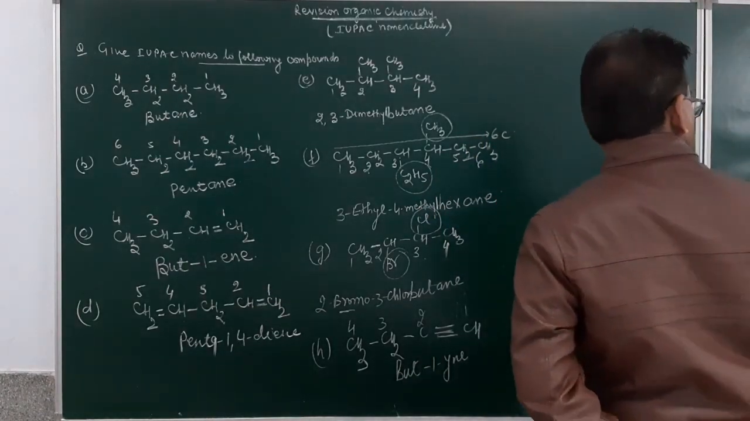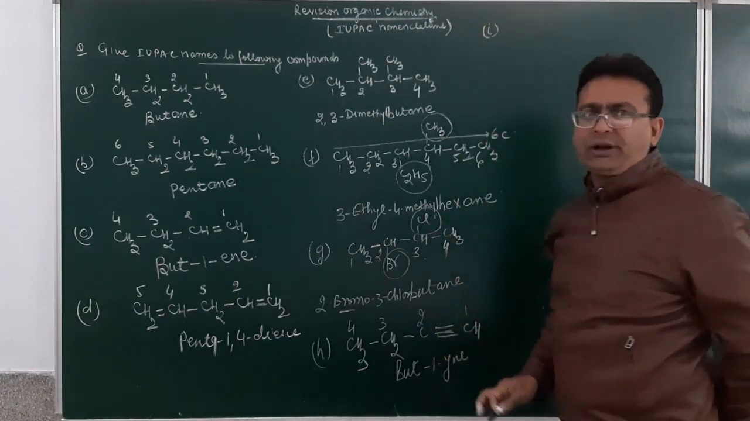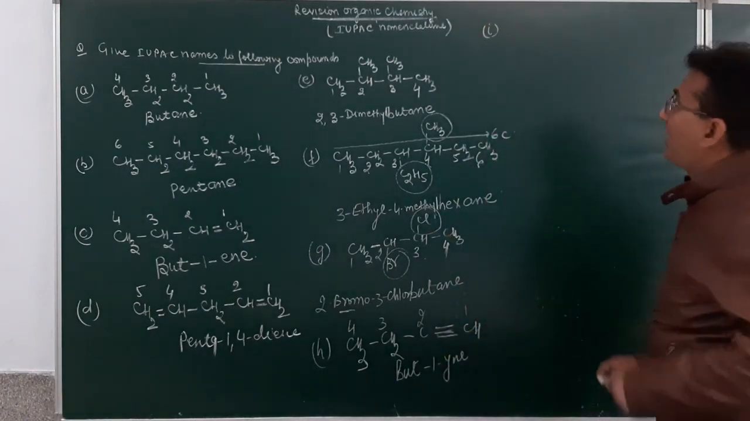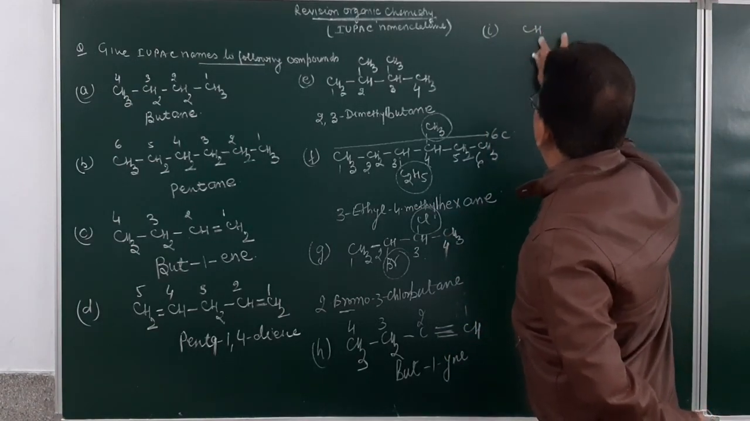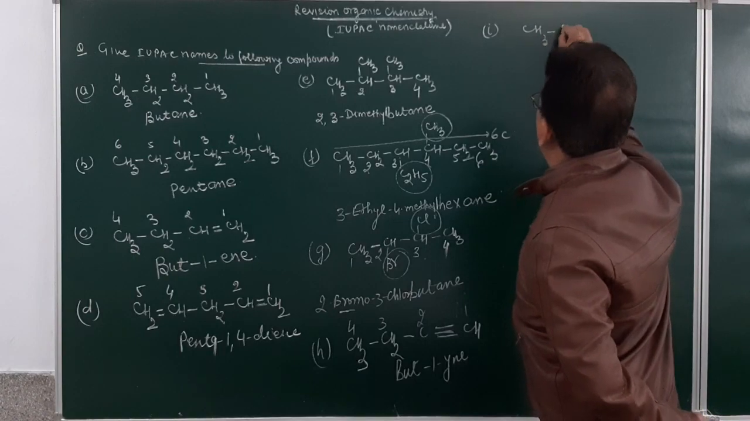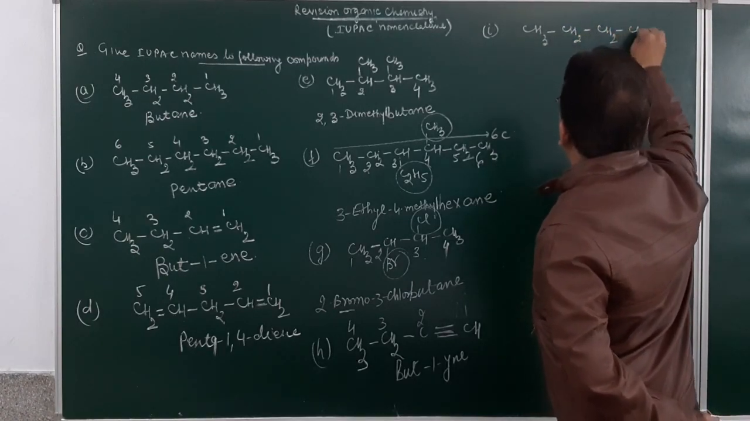Now, if you look at another one over here, I have told you certain functional groups may be present. Suppose the compound is this one. This is CH3, then CH2, and then CH2, and then CH2OH.